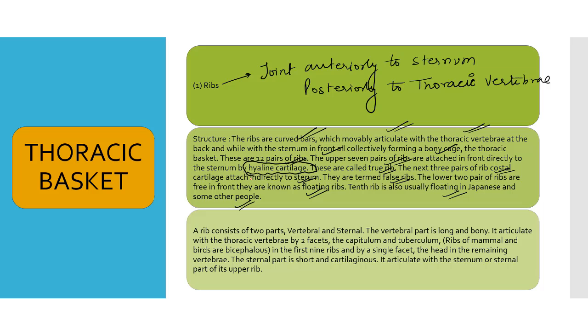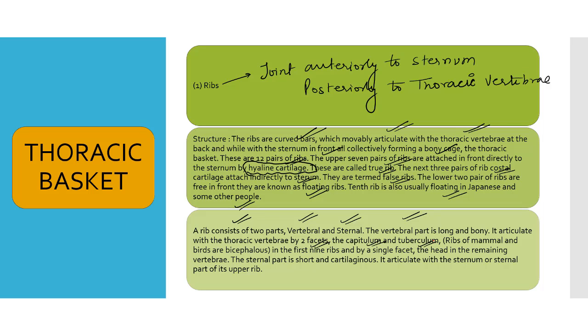So true ribs basically are vertebrosternal ribs, 1 to 7. The first rib articulates with the manubrium, which is the superior most part of the sternum. The rib consists of two parts. One is the vertebral part which attaches to the thoracic vertebrae, and the second is the sternal part which attaches to the sternum. The vertebral part is long and bony. It articulates with the thoracic vertebrae by two facets, the capitulum and tuberculum.